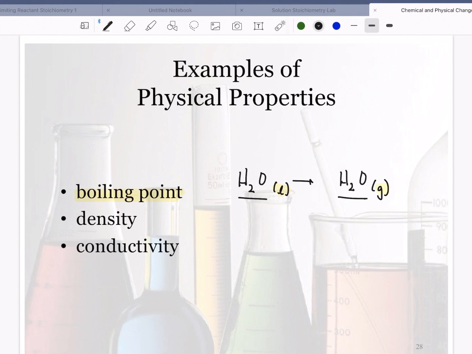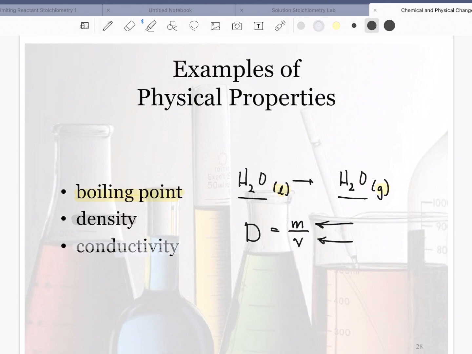Density is also a physical property. In order to know the density of a substance, we would need information about the mass of a certain volume of that substance. We can measure the mass on a balance without changing the substance. We can measure the volume without changing the substance. Therefore, density is a property that can be known without changing the smallest unit. That makes it a physical property.